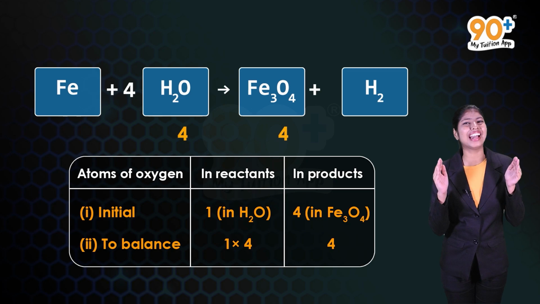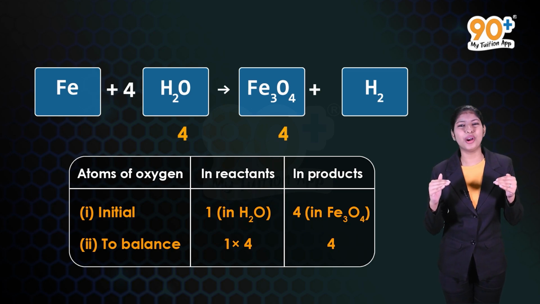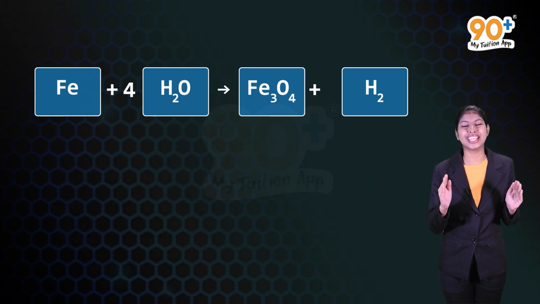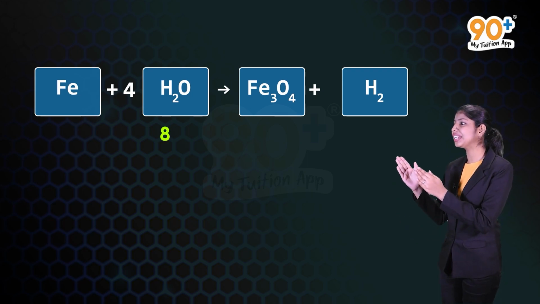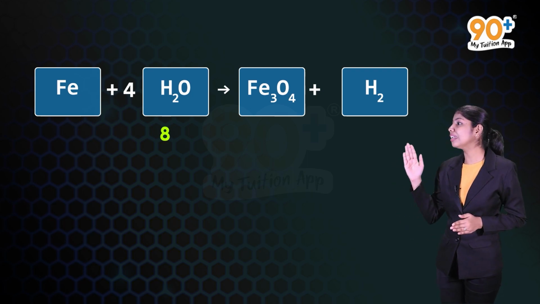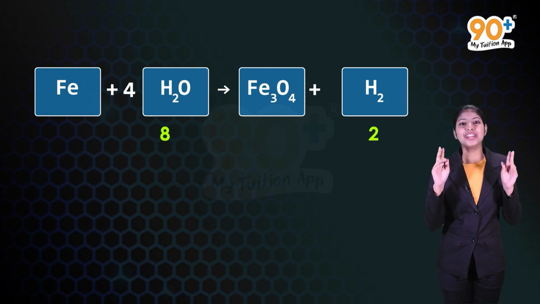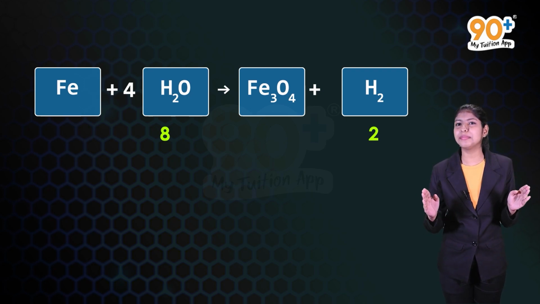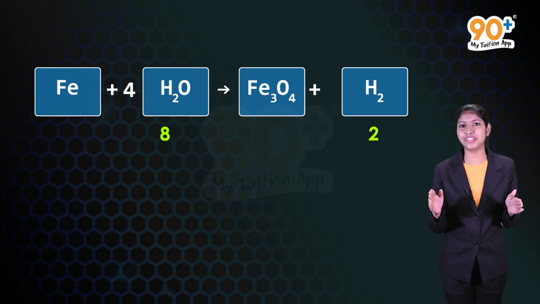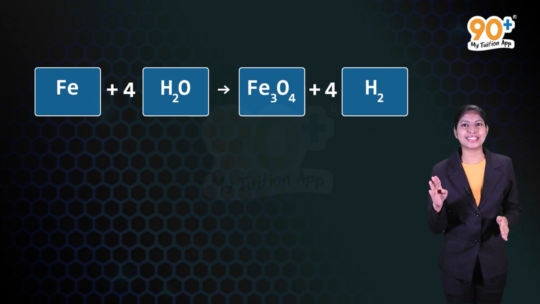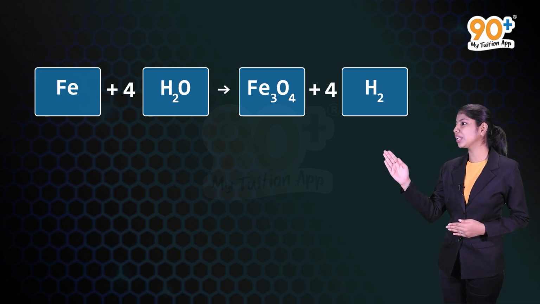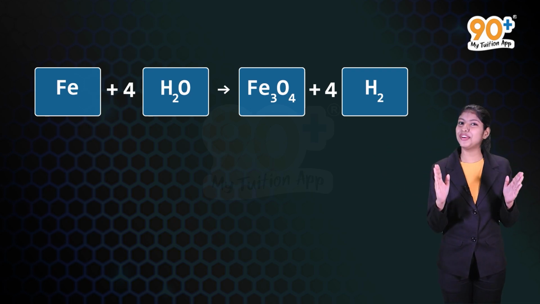Now iron and hydrogen atoms are still not balanced, right? Let us balance hydrogen atoms in the partially balanced equation. Here you can see there are 8 hydrogen atoms on the LHS, whereas the RHS contains only 2 hydrogen atoms. To balance the hydrogen atoms, we can make the number of molecules of hydrogen 4 on the RHS. So the partially balanced equation will be Fe plus 4H2O gives Fe3O4 plus 4H2.